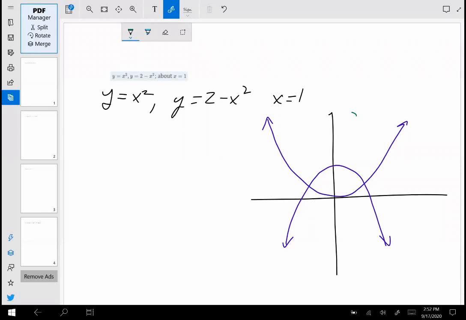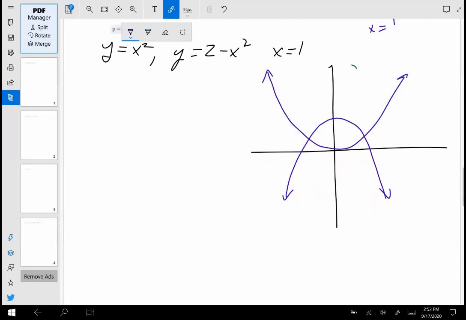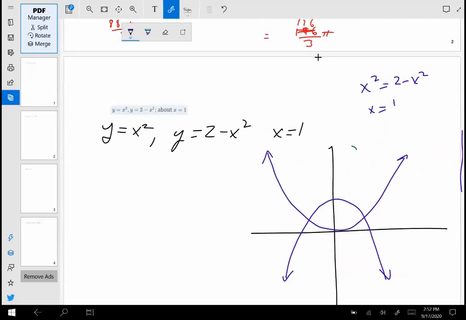All right, so just picture-wise, where do those 2 graphs intersect? So when is x squared equal to 2 minus x squared? That's going to be when x is plus or minus 1. All right. So my axis of rotation is here at x equals 1, and then I'm taking that whole little eyeball shape and spinning it around that.